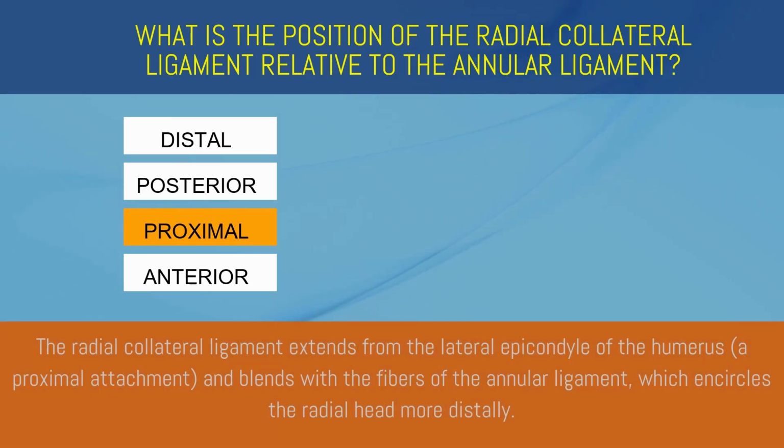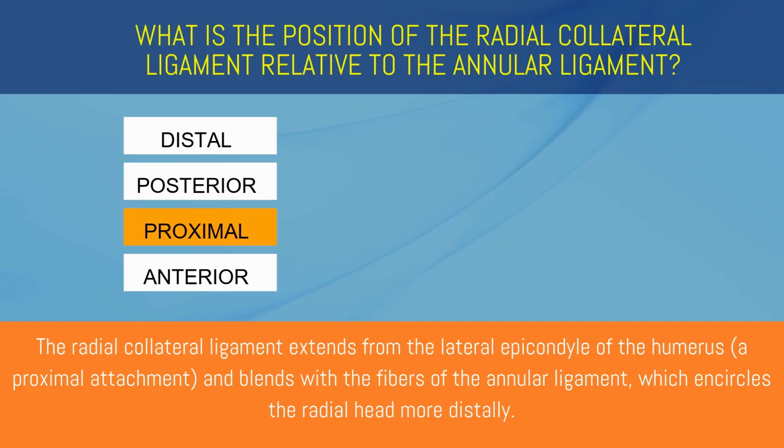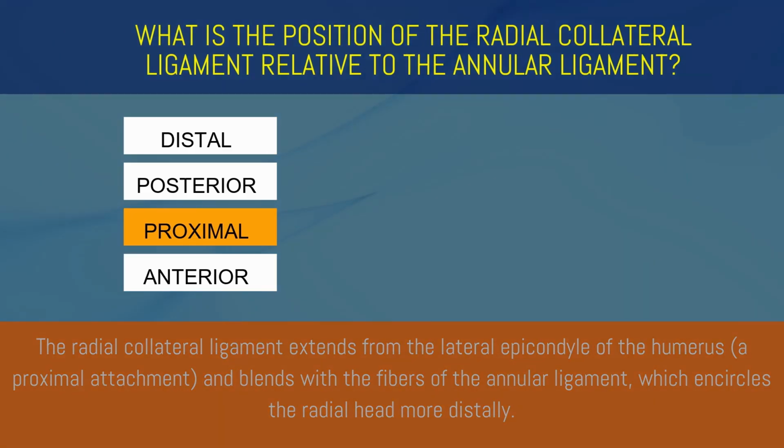Proximal. The radial collateral ligament extends from the lateral epicondyle of the humerus and blends with the fibers of the annular ligament, which encircles the radial head more distally.